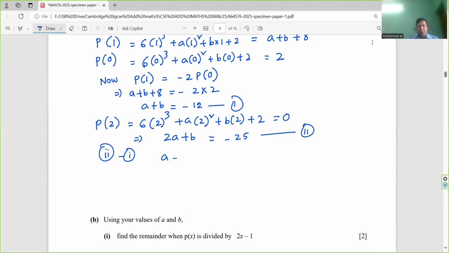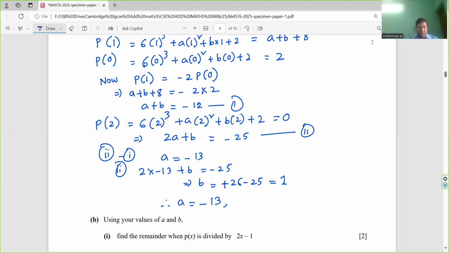We'll get here a equals to minus 13. Now put a equals to minus 13 in equation 2. So from 2, we'll get here 2 into minus 13 plus b equals to minus 25. So b equals to, 2 13s are minus 26. When it comes to the right side, it will be plus 26 minus 25. So it will be 1. So finally, a equals to minus 13 and b equals to 1.